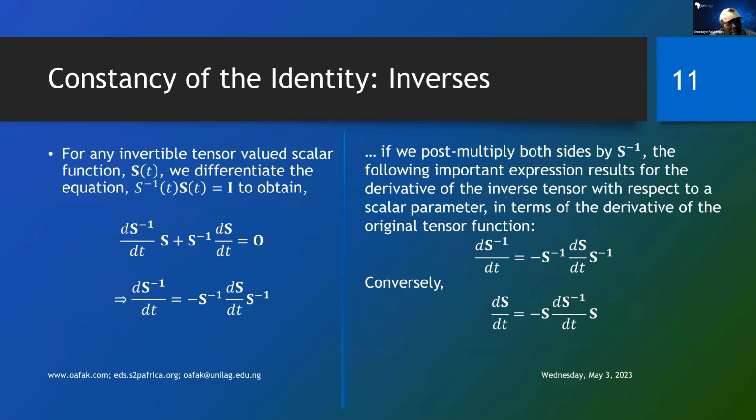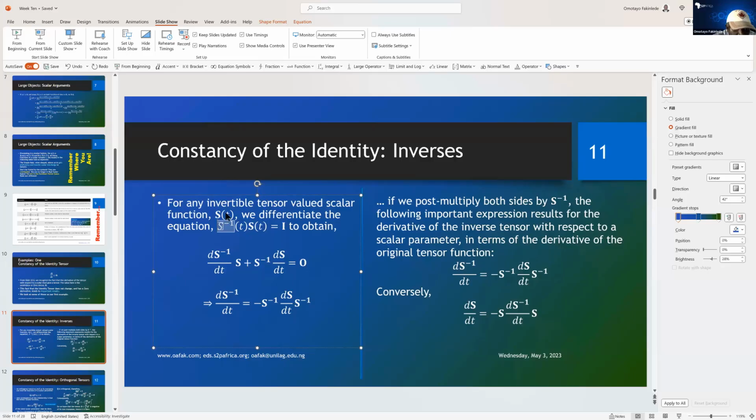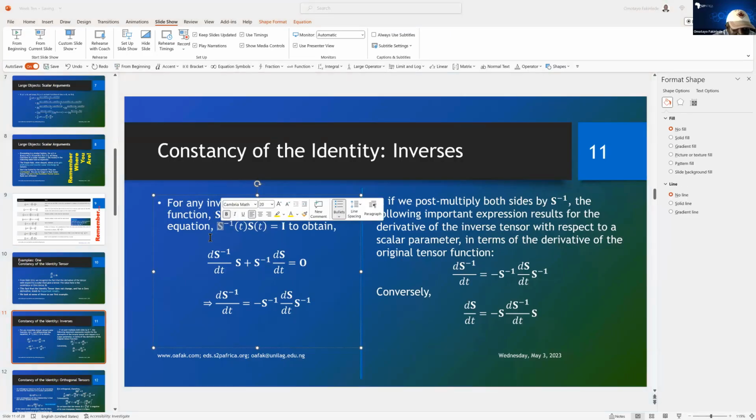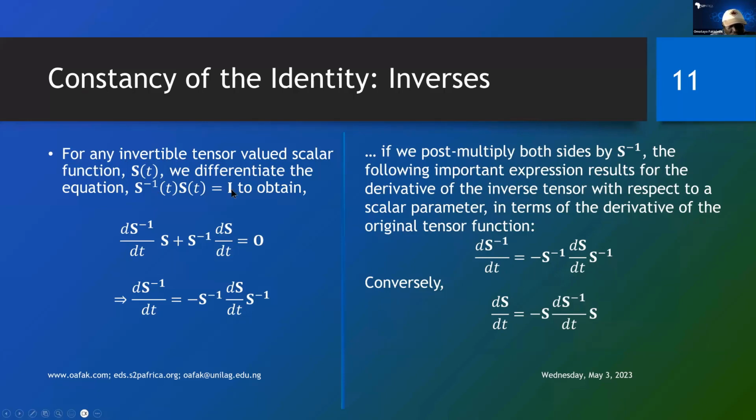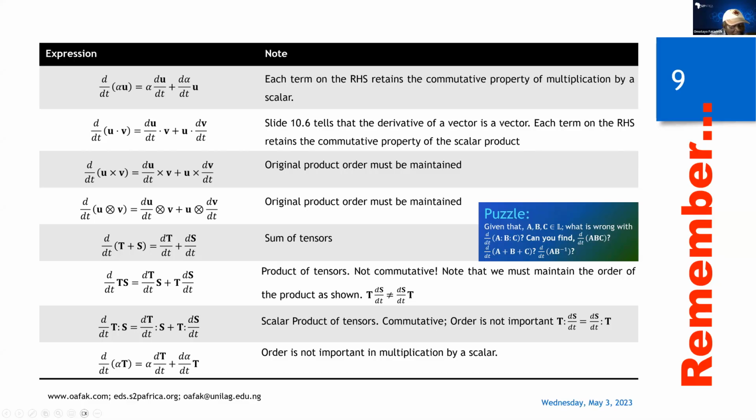First of all, let us say S is a function of T and it's an invertible tensor. That means that it has an inverse, so there is S inverse. Let me correct that, because I have to use the same bold italicized notation. Okay, so S inverse S is equal to the identity tensor. If we differentiate that product, using what rule? We are using rule 6. We use rule 6 to do that differentiation.